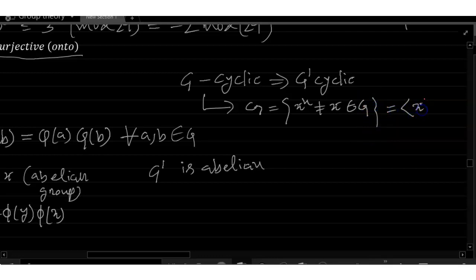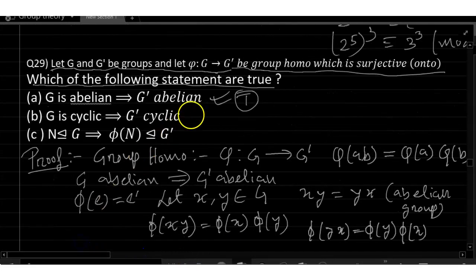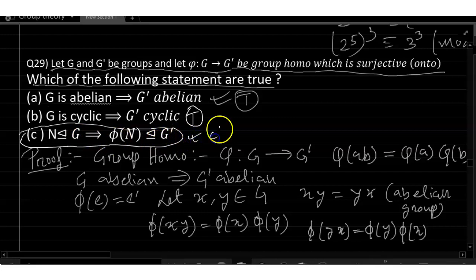Equals to order of x. Example: G is cyclic, that implies G dash is cyclic. I think it is true, but I need to check this portion. That's why I will not solve this portion. I have to check whether it is correct or false. In my next video, I will try to solve this problem.